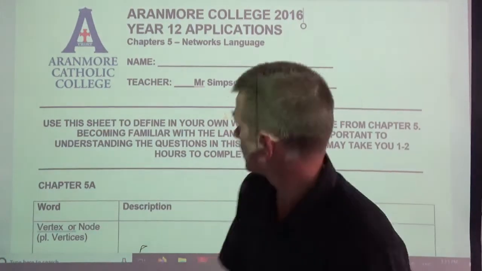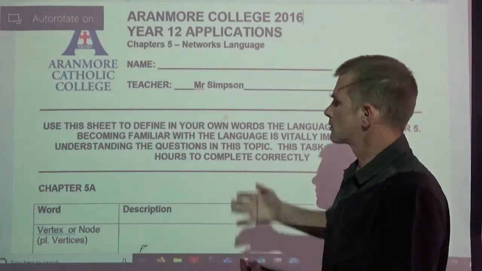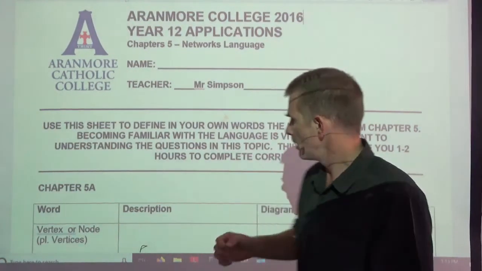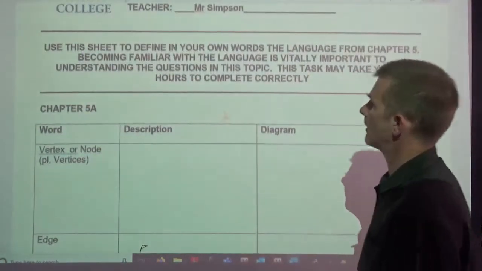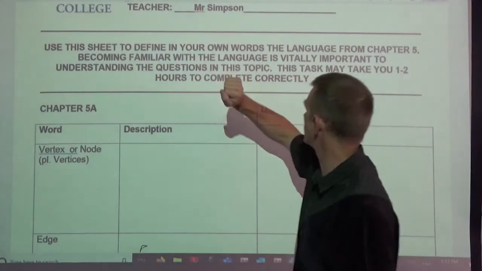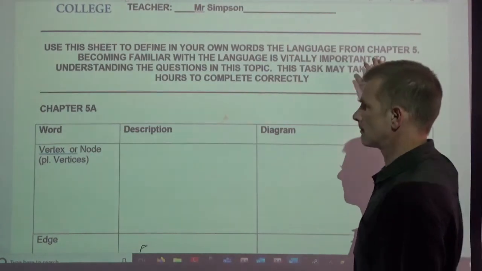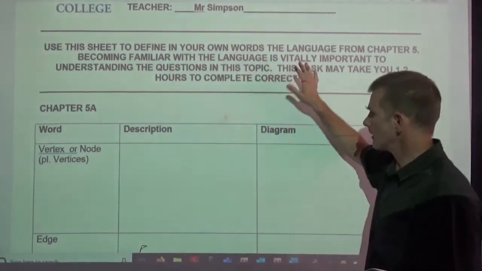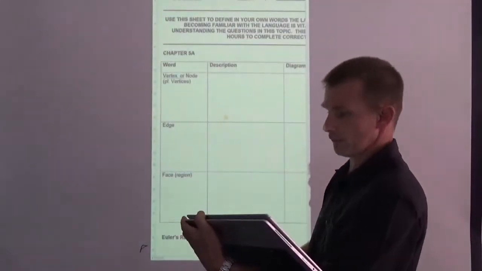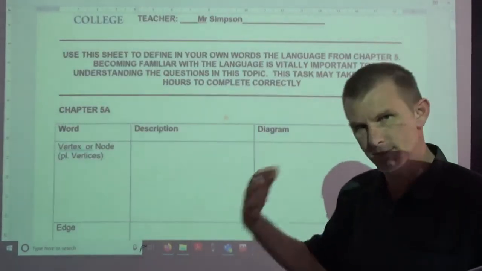So what I did a number of years ago, you can see here 2016, is I got my students to go through the textbook and pick up all the key words, and I got them to write a definition. Have a read of that part there. Use this sheet to define in your own words. This is critical, in your own words. The language from chapter 5. Becoming familiar with the language is vitally important to understanding the questions. This might take you an hour or two to complete. It'll be an hour or two very, very well spent. Okay? Please, please, please spend that time.